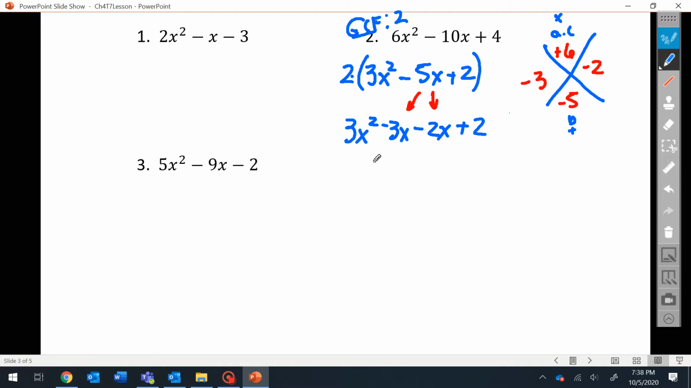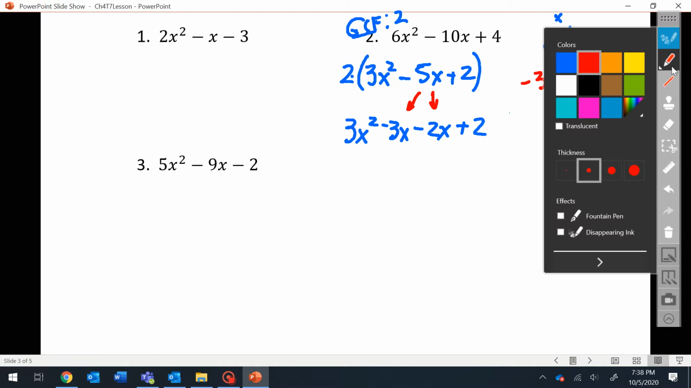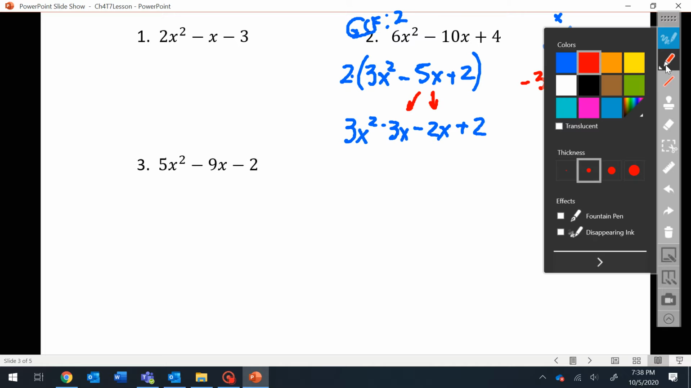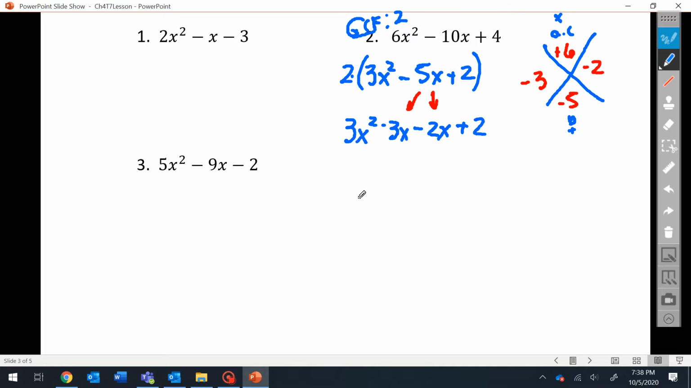Alright, now I'm going to factor by grouping. That means I'm going to group this first part together. I write this a little bit bigger and a little bit more spaced out. So I have 3x squared minus 3x, and then I'm going to have minus 2x plus 2.